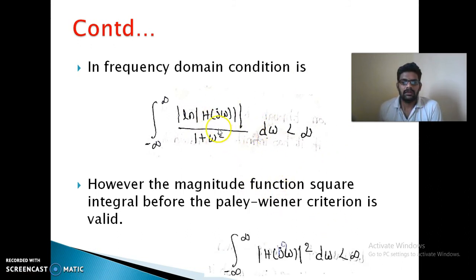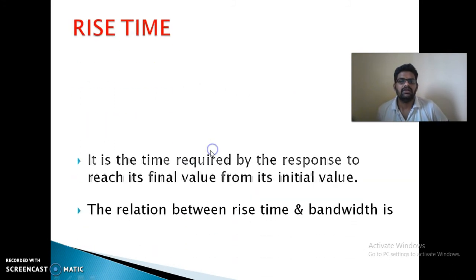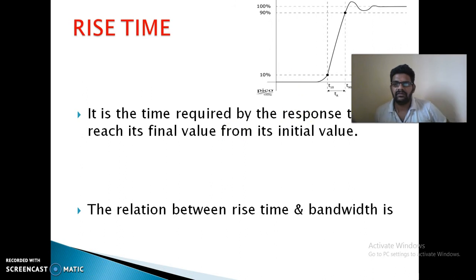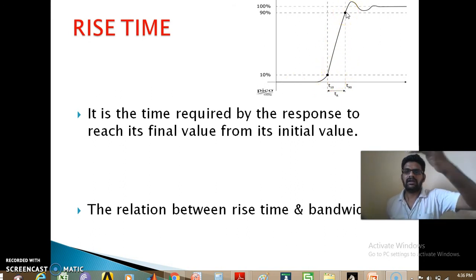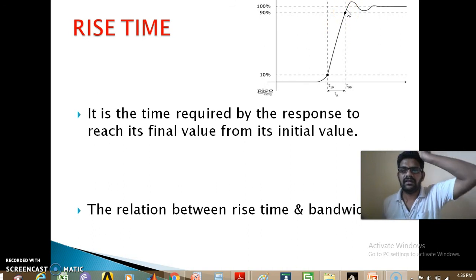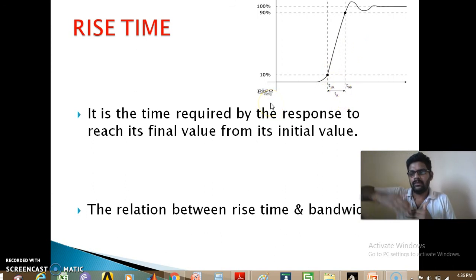Because 1 by omega square is a finite value, you can also use this condition to justify the Paley-Wiener criteria. Now, the relation between rise time and bandwidth. First of all, what is meant by rise time? The rise time is the time taken by the output response to go from 10% of its final value to 90% of its final value. There is a relation between rise time and bandwidth. If rise time is more, there is a flat response, and the bandwidth is not suitable.